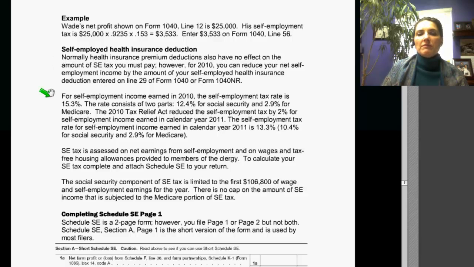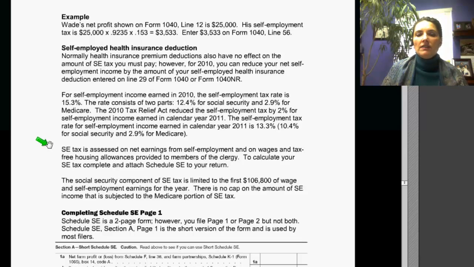For self-employment income earned in 2010, the self-employment tax rate is 15.3%. The rate consists of two parts, 12.4% Social Security and 2.9% for Medicare. The 2010 Tax Relief Act reduced the self-employment tax by 2% for self-employment income earned in calendar year 2011. The self-employment tax rate for self-employment income earned in calendar year 2011 is therefore 13.3%. That is 10.4% for Social Security and 2.9% for Medicare.